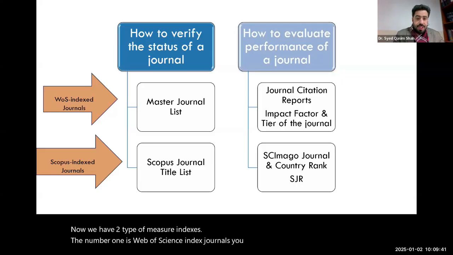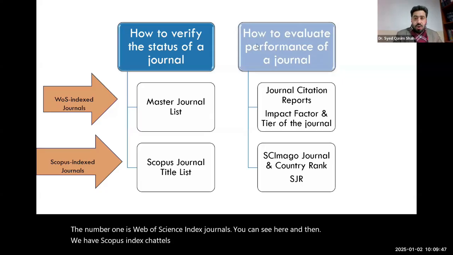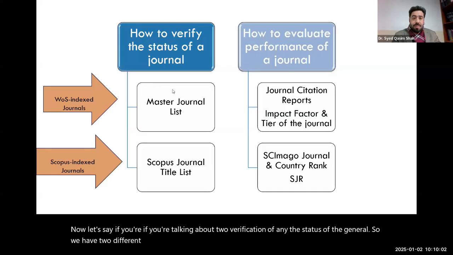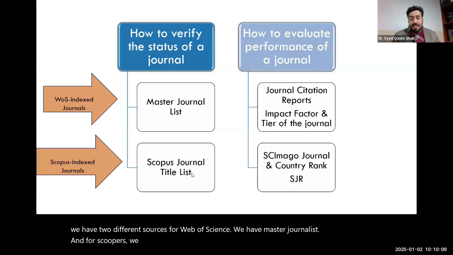You can see here, and then we have Scopus indexed journals, right? So all these two types of major databases are there. Now, if you are talking about verification of the status of any journal, we have two different sources. For Web of Science, we have the Master Journal List, and for Scopus, we have the Scopus Journal Title List. So we have two sources.